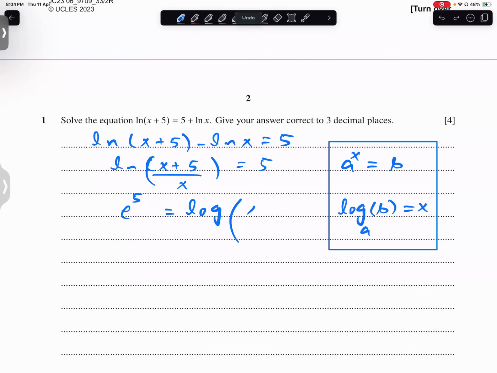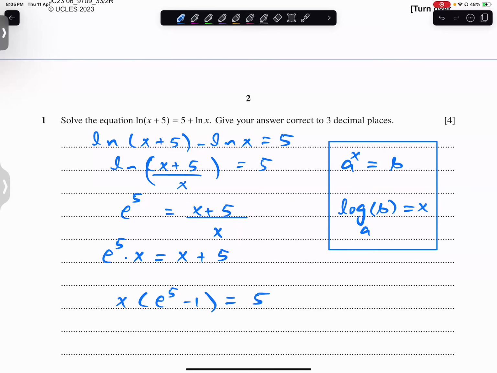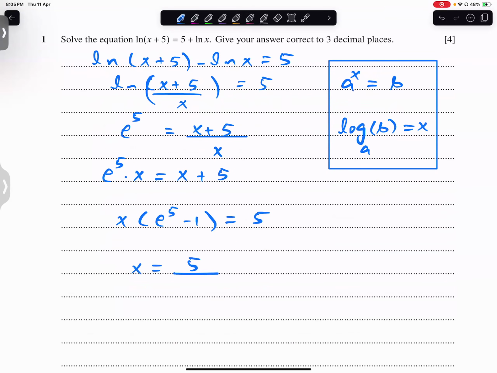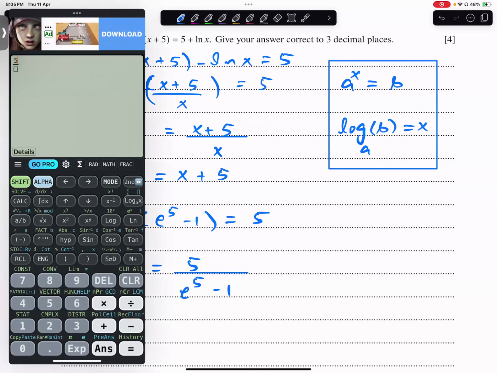e raised to power 5 is equal to (x + 5) divided by x. So e^5 times x is equal to x + 5. Take x common, bringing on left side. And then x is equal to 5 divided by (e^5 minus 1). So 5 divided by e^5 minus 1. So answer will be 0.034.